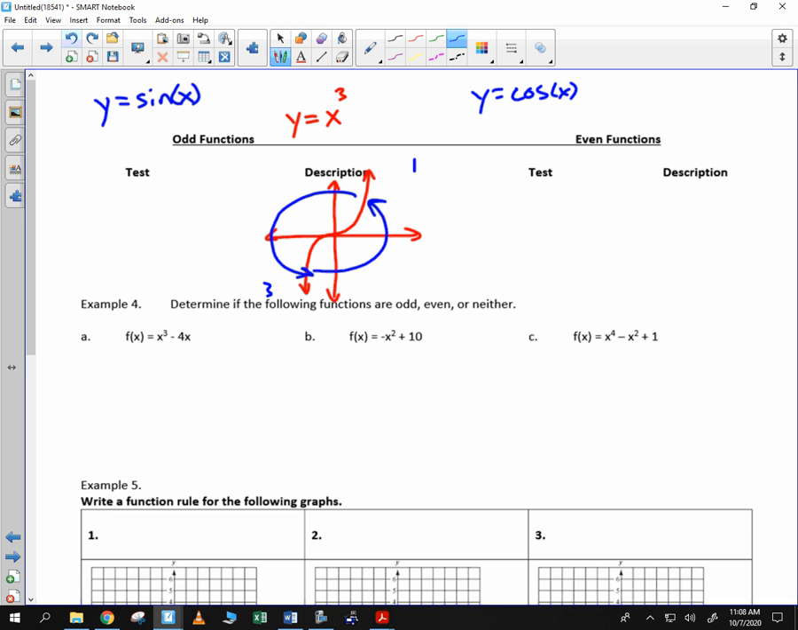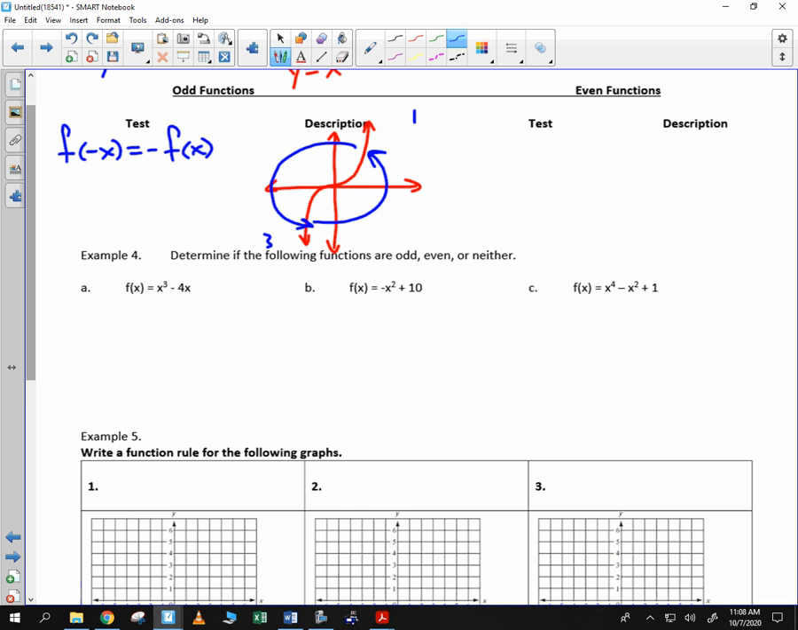Now, here's the test that we use. If f of negative x is equal to negative f of x, then it is an odd function. So let's look at this first example here. It says determine if the following functions are odd, even, or neither. And you should be able to do it two ways. Number one, you should be able to look at it and see you have an exponent of 3 and an exponent of 1. Those are both odd, so this should be odd. But on the test, you will need to show that they are odd.